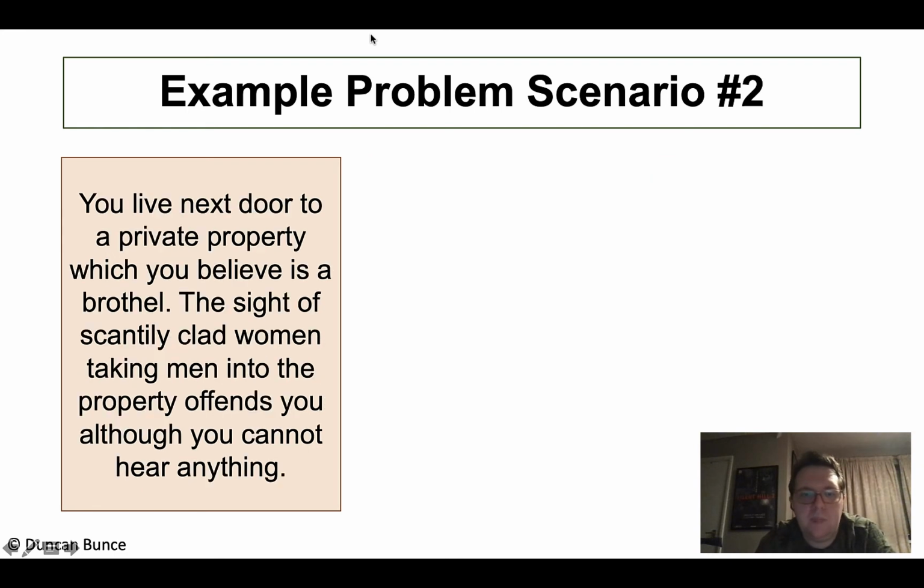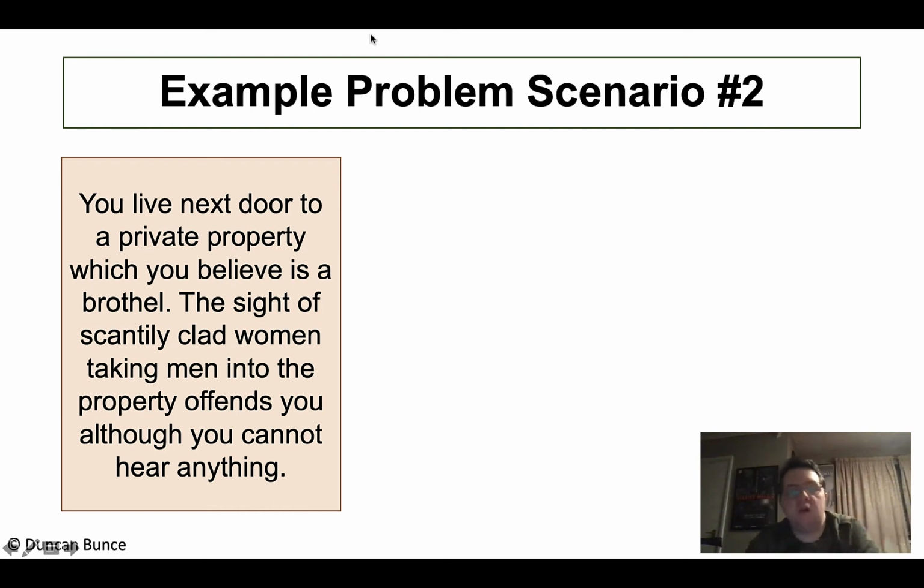Okay, second one. You live next door to a private property which you believe is a brothel. The sight of scantily clad women taking men into the property offends you, although you cannot hear anything. So you can't say it's the noise that may be coming from said property that is the nuisance, but it is the seeing, you know, the customers, or however you want to put it.